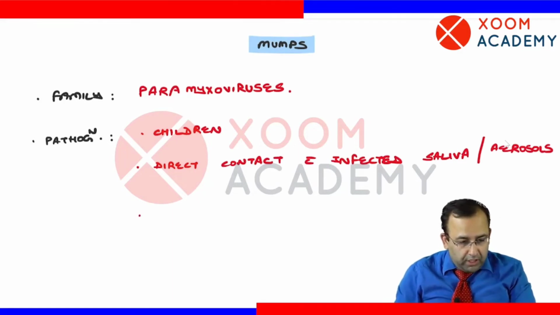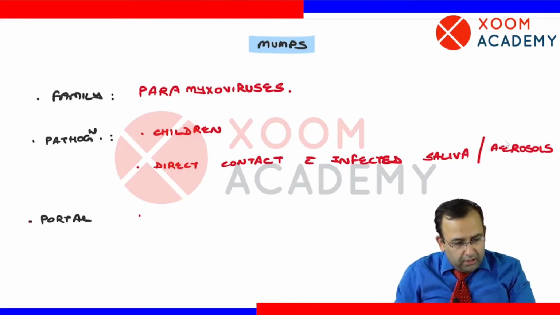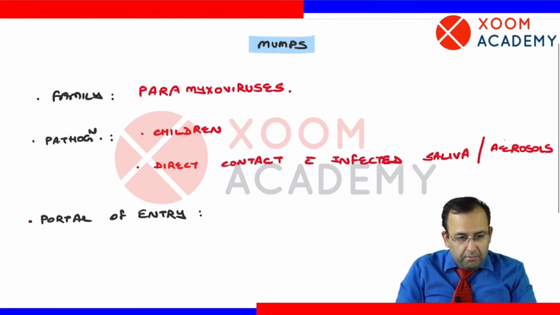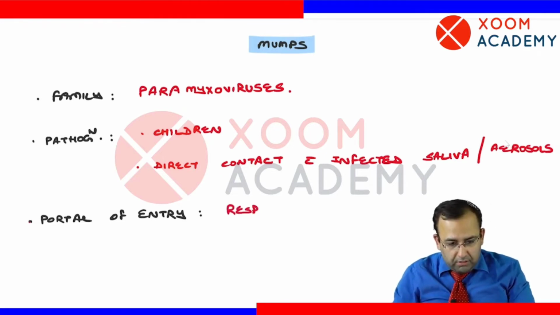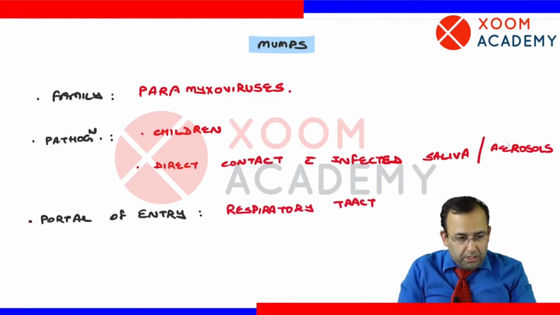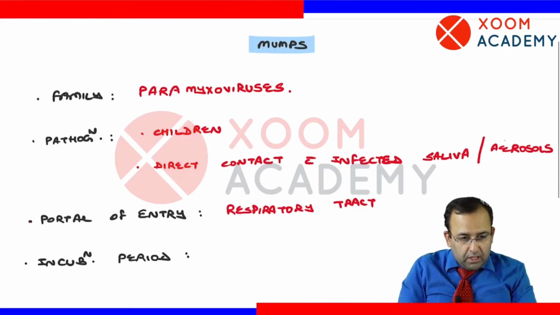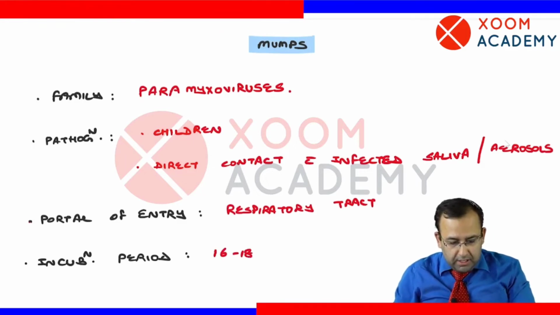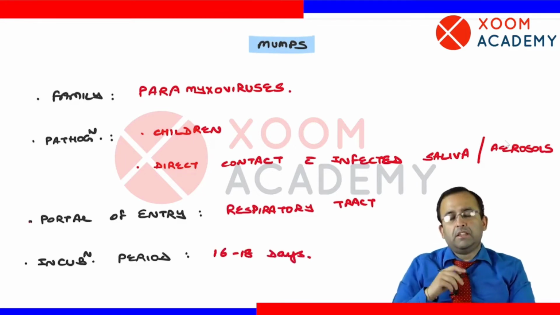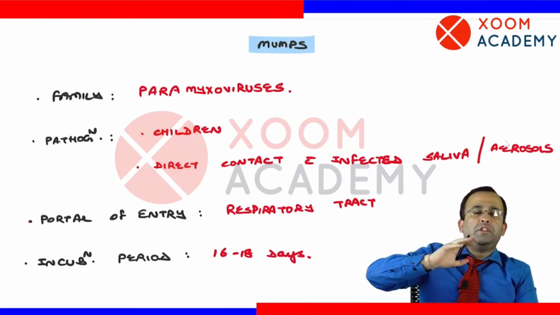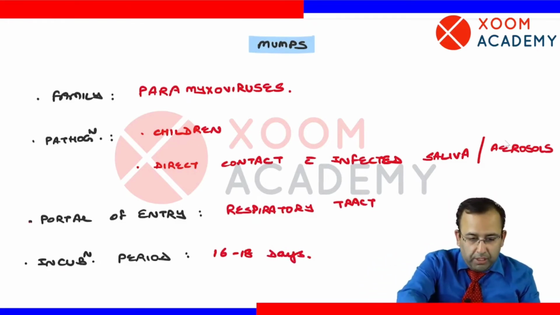Next point, portal of entry. What is the portal of entry? That is the respiratory tract. All these are obvious commonsensical points. Portal of entry being the respiratory tract. Next, incubation period being 16 to 18 days. So I can safely say it is associated with respiratory tract involvement with lymphadenopathy.